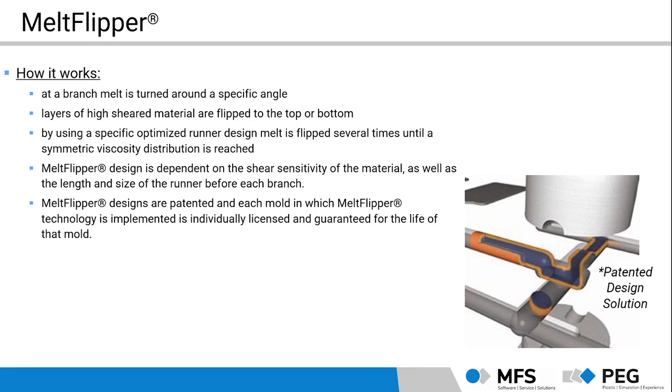The exact design of this height offset depends on different parameters like the material, or better to say, on its shear sensitivity. It depends on the flow length, the runner size, the cavity volume, etc. That means that the MeltFlipper geometry, so this height offset to achieve a rotation of the melt in the channel, is designed individually for every mold. Every application, every part, every mold, every tool needs its own design to reach this goal.